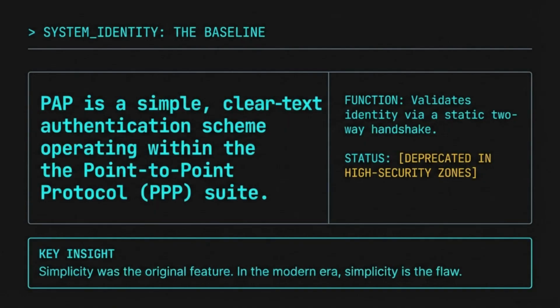So what is PAP? At its core, it's a really basic authentication method that's part of the point-to-point protocol, or PPP suite. Its job is straightforward: validate who you are with a simple two-way handshake. But in any modern, secure environment, its status is firmly deprecated. And here's the key thing to grasp. Its greatest original strength, its simplicity, is exactly what became its biggest weakness.